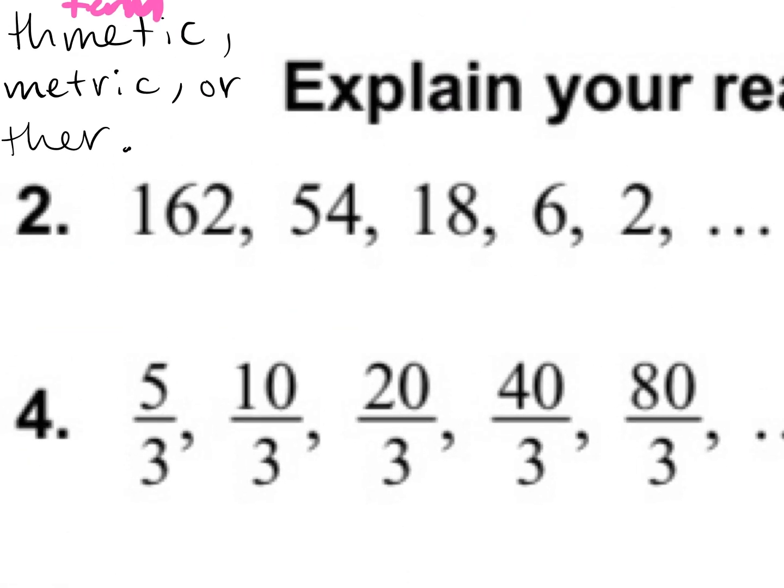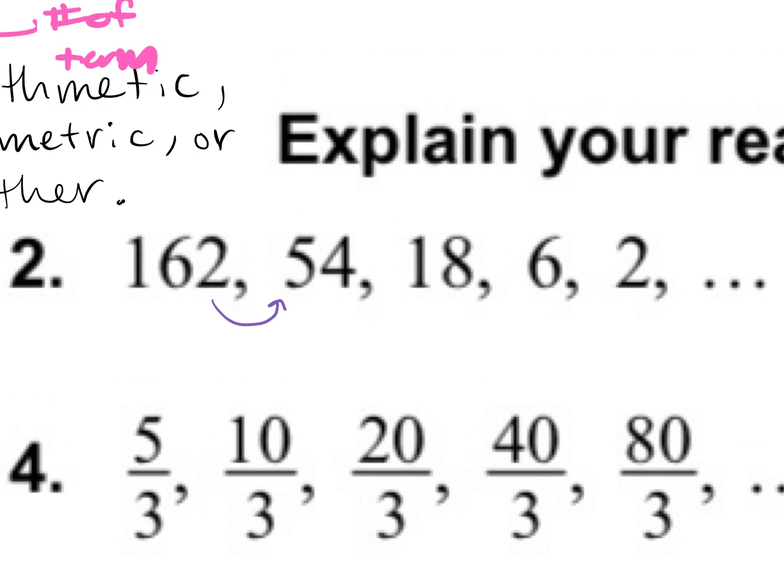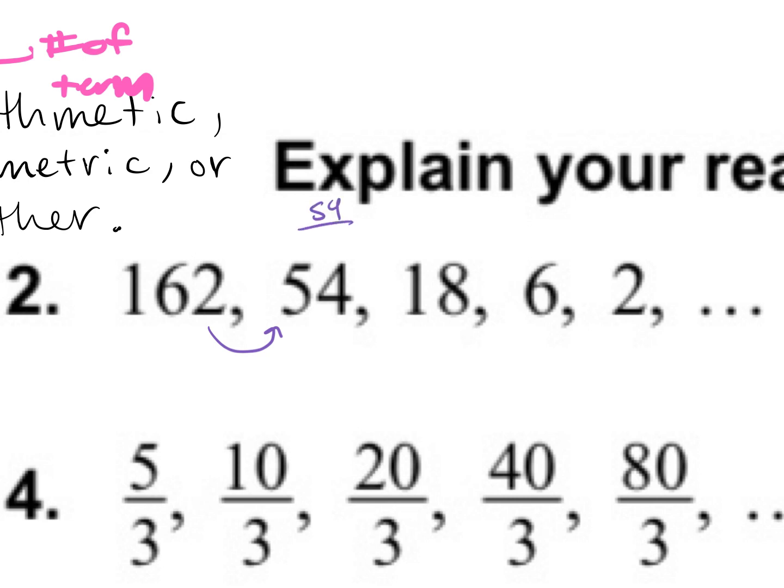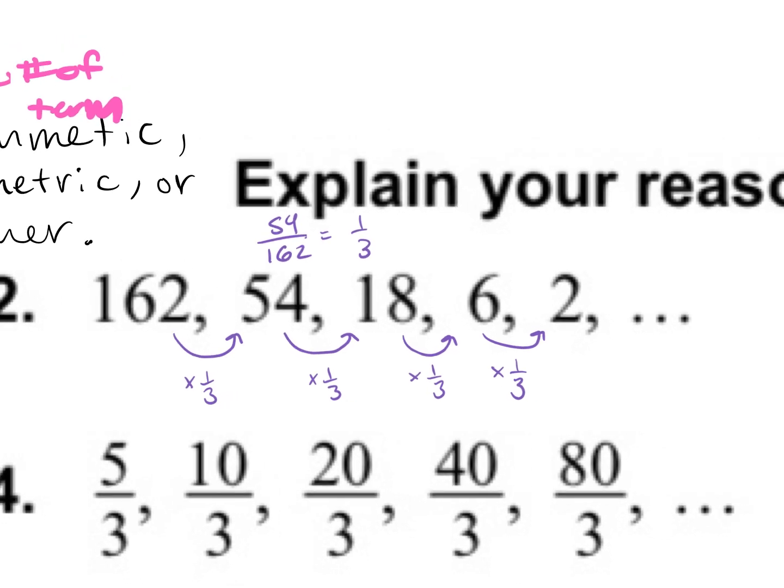Let's look at number 2. So let's check geometric first. Again, when you have really big numbers or decimals, it might be hard to see what you're multiplying to get from one number to the next. So what you could do is take your second term divided by the first term and then simplify it. So this would be 1/3. So I'm multiplying by 1/3 to get from one number to the next. If I multiply 54 by 1/3, do I get 18? Yeah. If I multiply 18 by 1/3, do I get 6? If I multiply 6 by 1/3, do I get 2? Yes. So is this arithmetic, geometric, or neither?